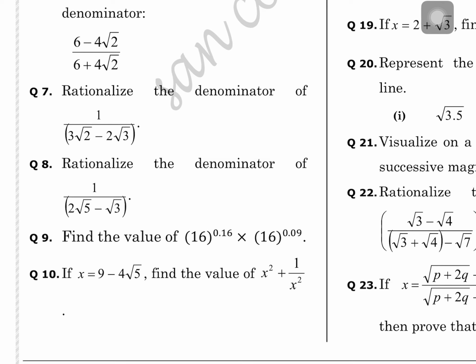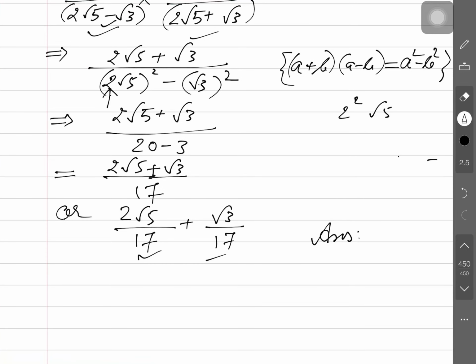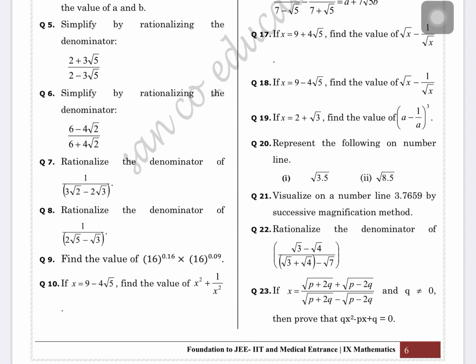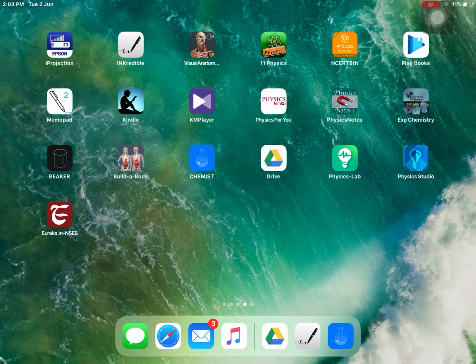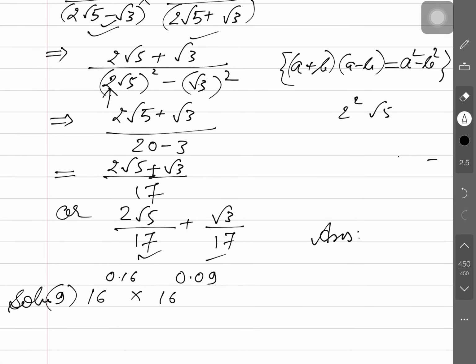Okay. Now look at question number 9. Here, 16 to the power 0.16 into 16 to the power 0.09. Now the solution to question number 9. How is it to be done? A very simple pattern is there. You can assign here a to the power x into a to the power y. The base is the same, the powers are different.